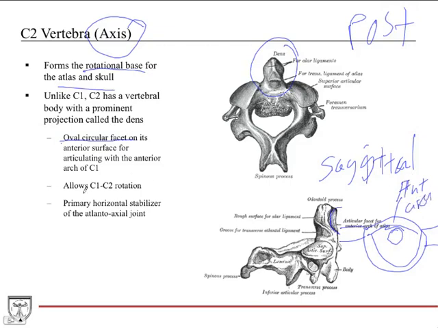Now, this allows for the C1, C2 rotation. So this process helps stabilize that C1, C2 joint and helps enable the rotation. It's also the primary horizontal stabilizer of the atlantoaxial joint, which is a fancy word for the C1, C2 joint.